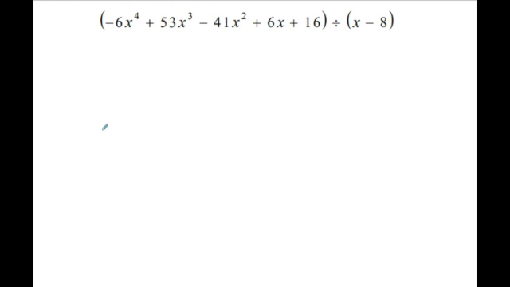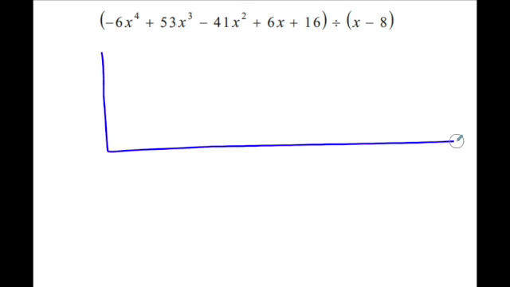All right, so let's set this one up as we've done before, just showing you a more complicated example. Let's do what first? We set up the bus. Outside we put an 8, and the numbers inside are -6, 53, 4, 3, 2, -41, 6, and 16.